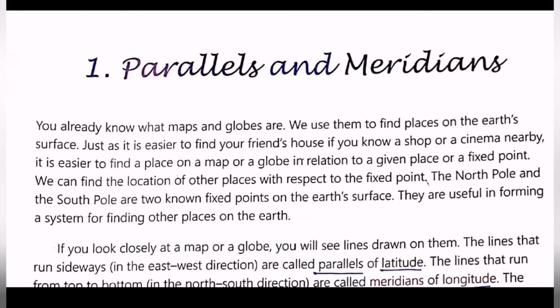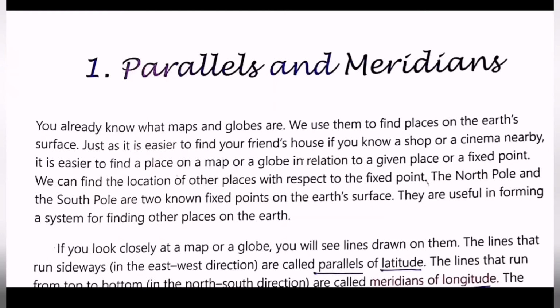Now let's start our chapter, that is chapter 1, Parallels and Meridians. During our studies, we will show you some difficult words as underlined in the book, which you have to learn for better performance in your question answers.